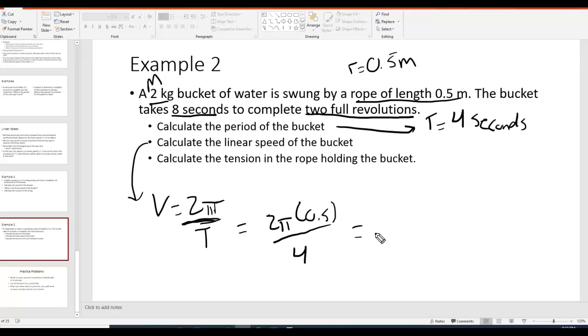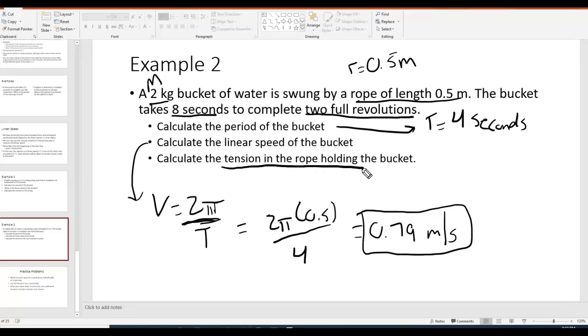Again, I go to my calculator. Okay, and I'm using the pi button on my calculator, so you might get a slightly different answer, but I get 0.79 meters per second. Okay, it's meters per second because that's V. And now we want to find the tension in the rope holding the bucket. This is exactly like example number 1. Okay, the formatting is very, very similar. Centripetal force is mv squared over r.